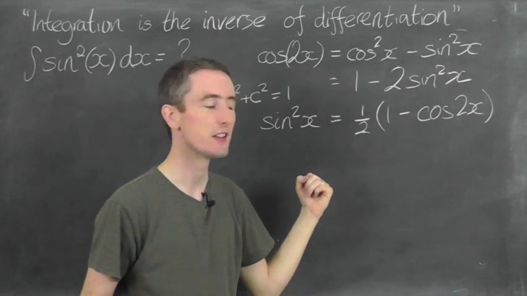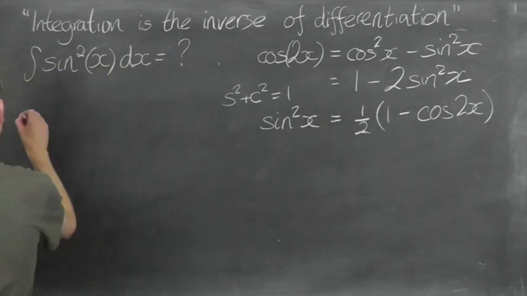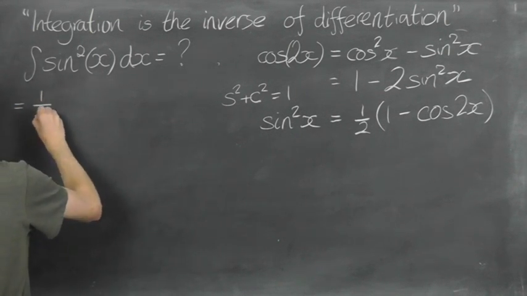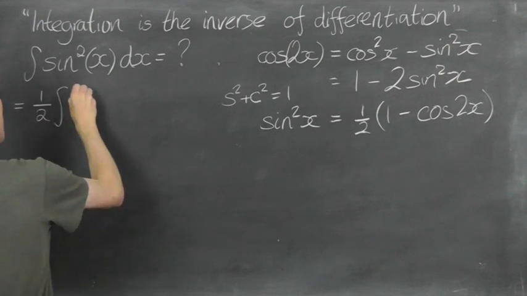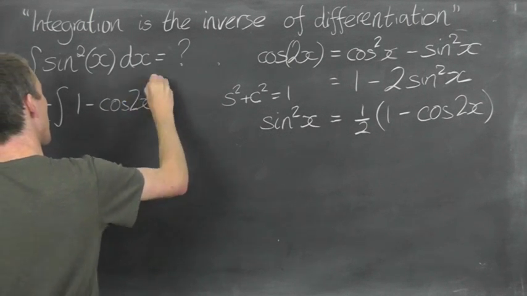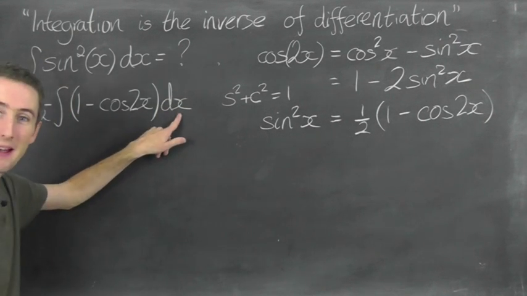We did that in the previous clip. And we also know how to integrate a constant. Let's see that in action. I put this in here. I'll bring out the factor of a half. And then I have the integral of 1 minus cosine 2x in brackets dx. We should never forget to add the measure of integration.